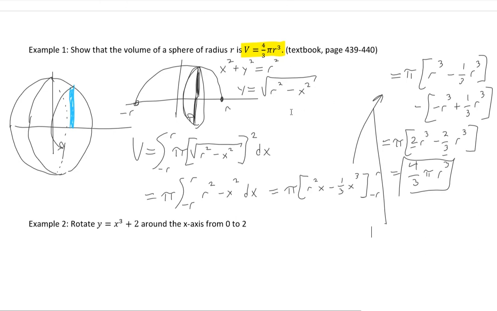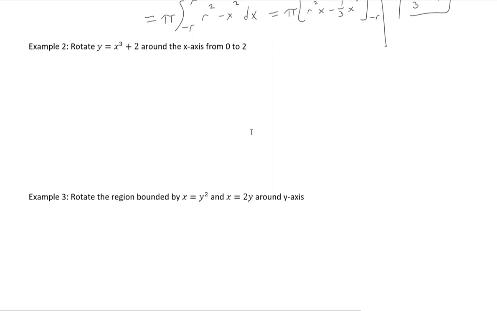Okay, let's do another one. These next two should be a little more basic. First, rotate y equals x cubed plus 2 around the x-axis from 0 to 2. Now again, first thing we want to do is graph this. X cubed plus 2, that's a cubic function that's vertically shifted up 2, and it goes from 0 to 2.